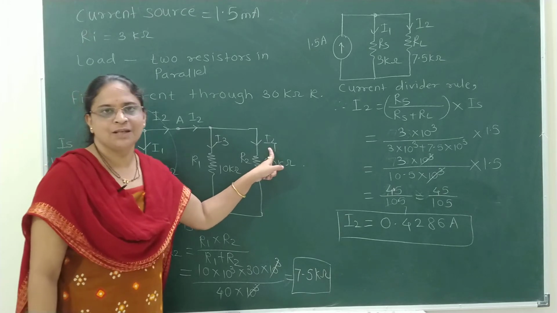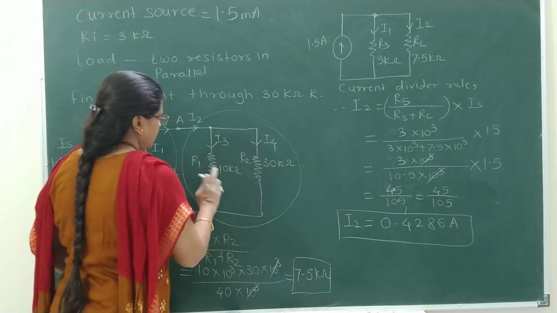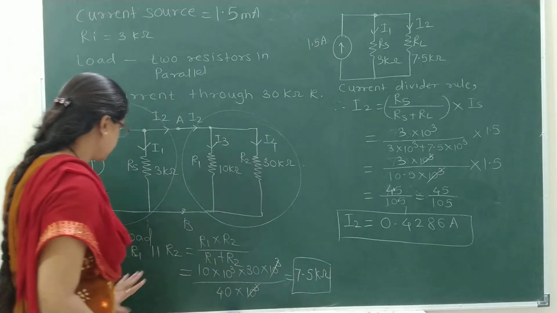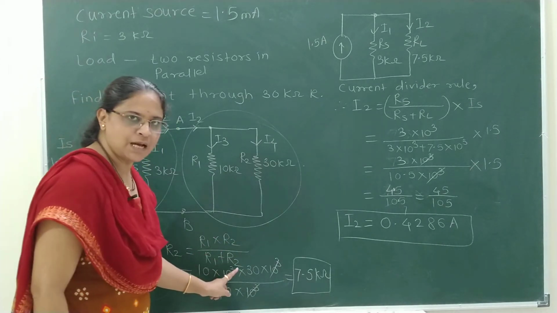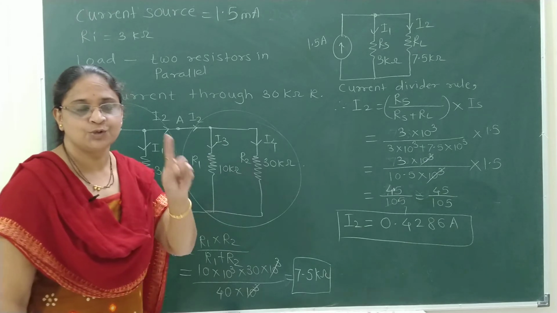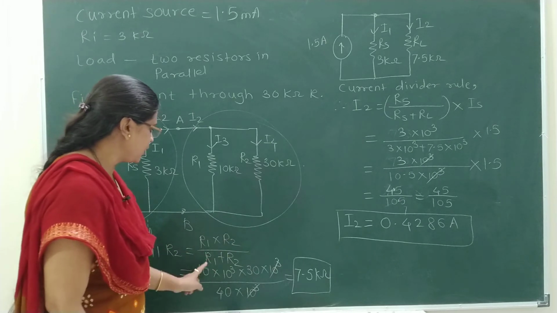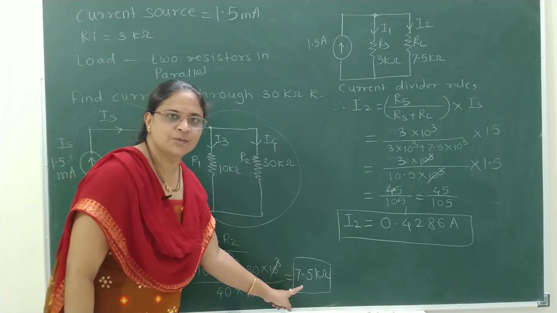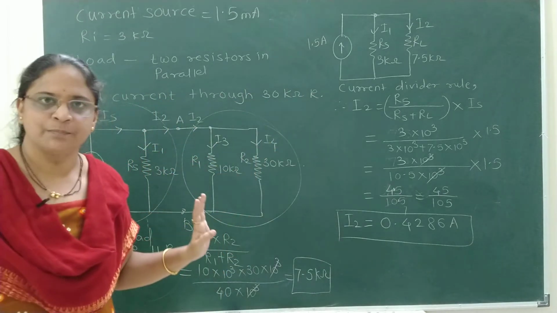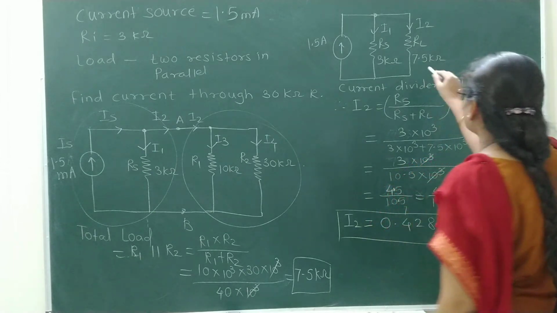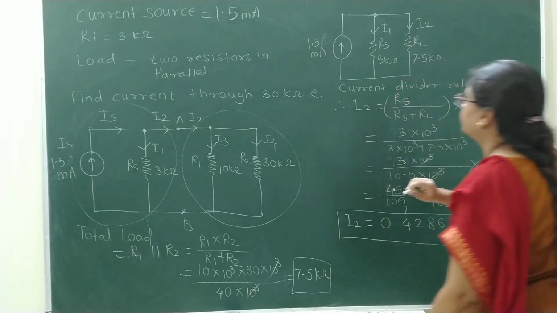We have to find the value of I4. So first calculate the total load. R1 parallel with R2. So here the total load is R1 parallel R2, R1 into R2 upon R1 plus R2, as the formula 1 upon Rp is equal to 1 upon R1 plus 1 upon R2. The reciprocal gives R1 R2 upon R1 plus R2. Here it results to be 7.5 kilo ohm. So the total resistance has been converted into a simple format where RL is shown as 7.5 kilo ohm, with a current source of 1.5 milliampere.